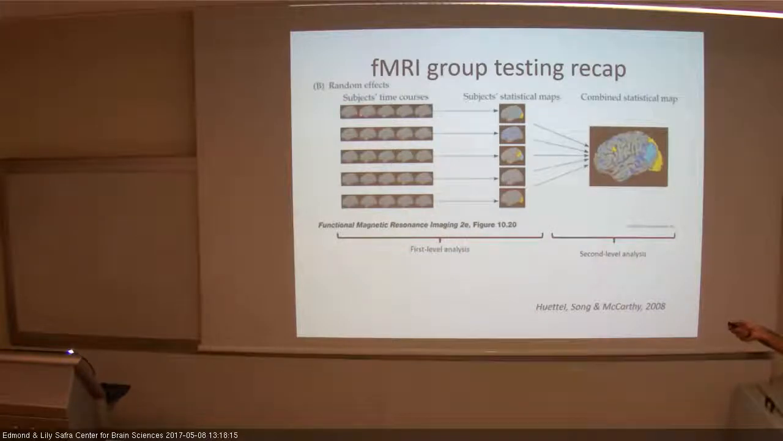For this subject, we have a beta for houses and a beta for faces, right? And so we can form a statistical map for the response for faces. And if we are interested in the difference, we might form a statistical map for the response for faces minus the response for houses. For that subject, for each voxel. Okay? Please.